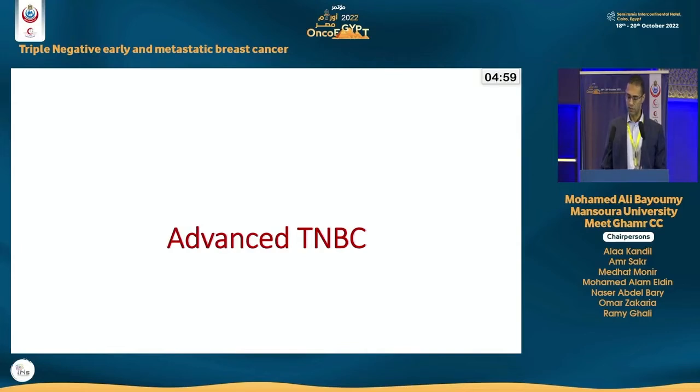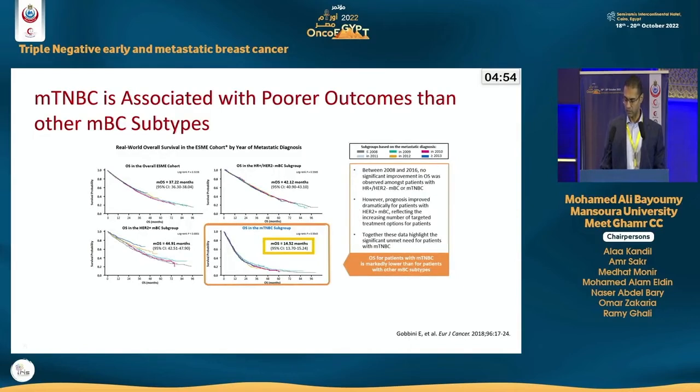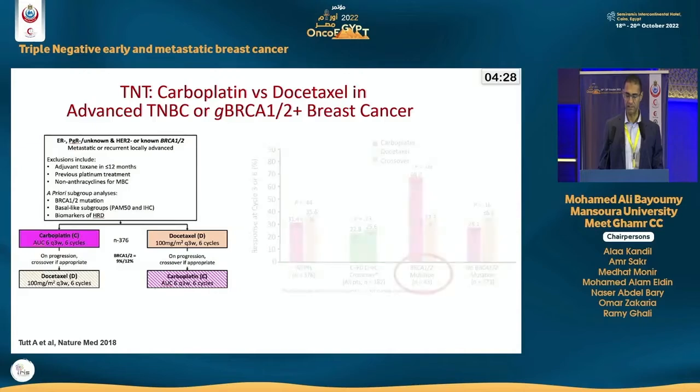Let me talk now about advanced triple negative breast cancer, and I will also try to summarize. We know that metastatic triple negative breast cancer is usually associated with poorer outcome in comparison to the other types of breast cancer. The median overall survival for metastatic triple negative is only about 14 months, versus the other group, which can reach up to 44 months. So we again have a problem regarding metastatic triple negative breast cancer.